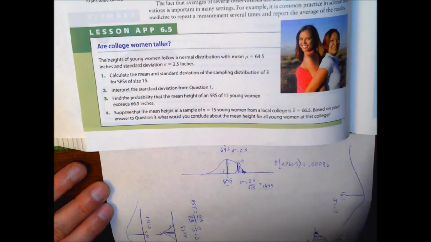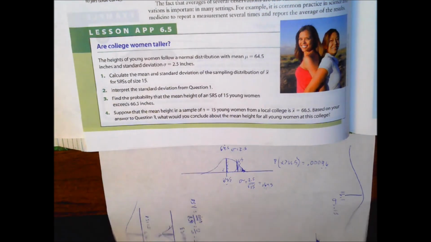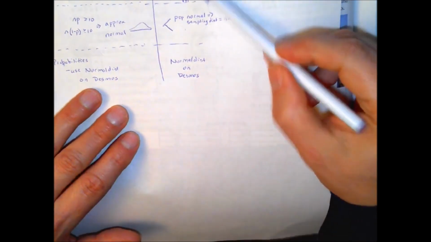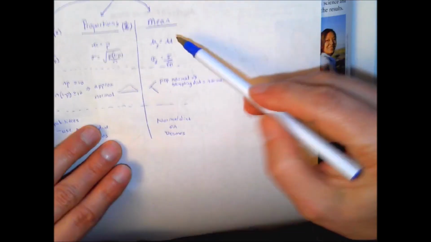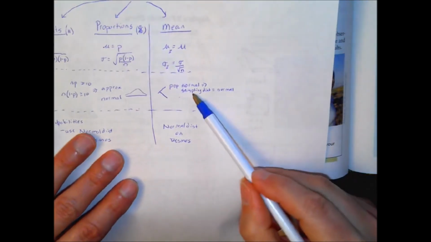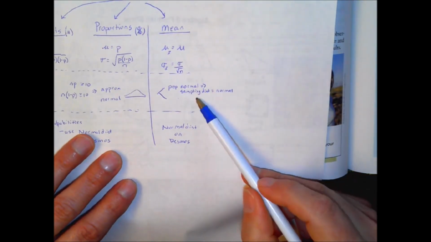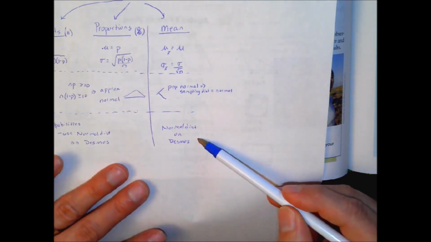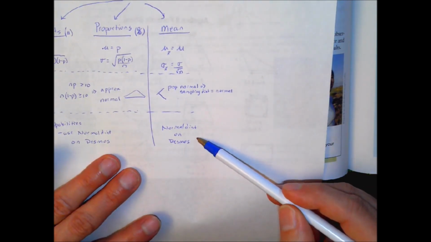Okay, so we learned a couple of things today. Just to summarize, we found the mean and the standard deviation. We thought about the shape, whether the population is approximately normal and so the sampling distribution is as well. And then we found the probabilities as well. Okay.